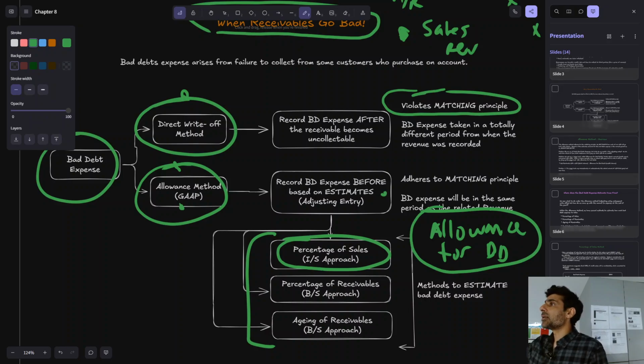This is a contra account. It's a contra asset account because it's paired up with account receivable. Okay, so this piggy bank now has some kind of allocation to it that we can now use to write off accounts receivable. And we saw that as we actually write off accounts receivable, the net amount of accounts receivable is unchanged.